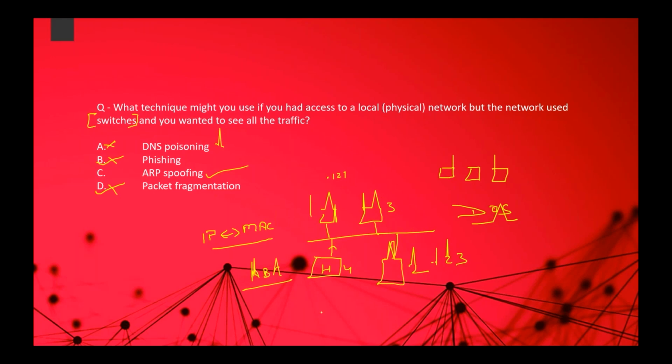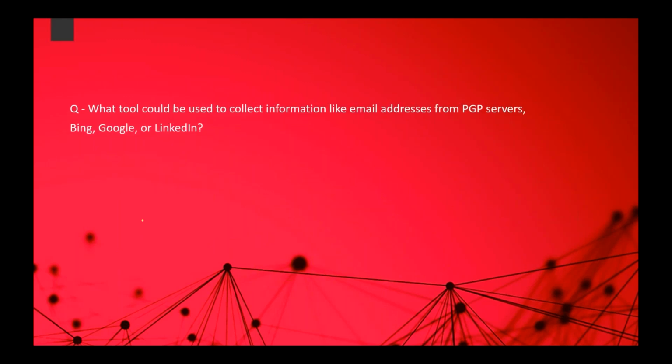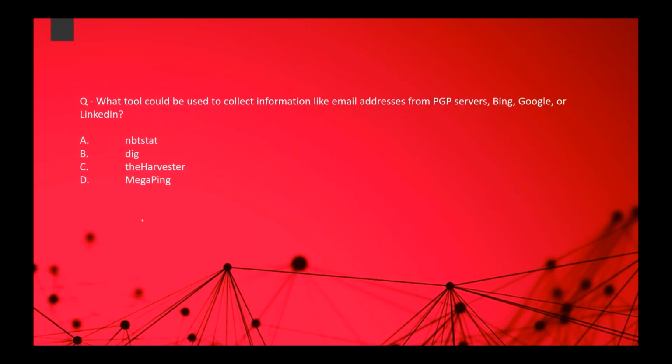Great. So the answer for this will be ARP spoofing. Okay, let's move on to the next question. What tool could be used to collect information like email addresses from PGP servers, Bing, Google, or LinkedIn? Any idea? Let's see the options. The options are NBTStat, Dig, theHarvester, and Megaping.